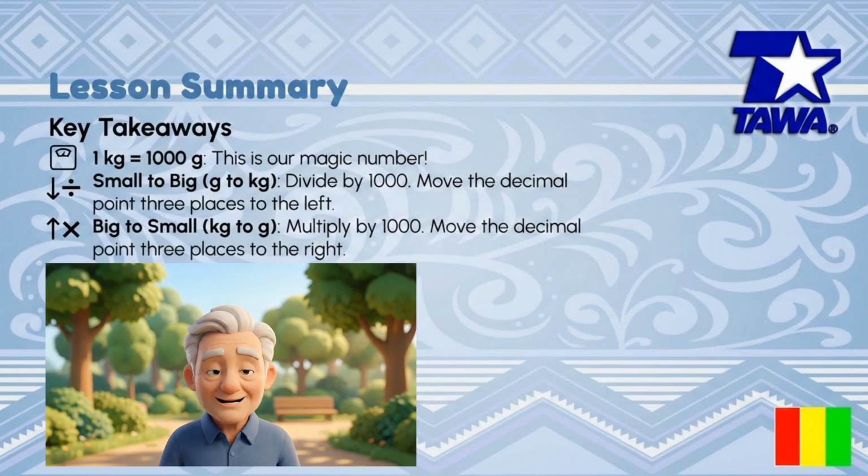To summarize, 1 kilogram is 1,000 grams. To go from small to big, g to kilogram, divide by 1,000, moving the decimal point 3 places left. To go from big to small, kilogram to g, multiply by 1,000, moving the decimal point 3 places right.